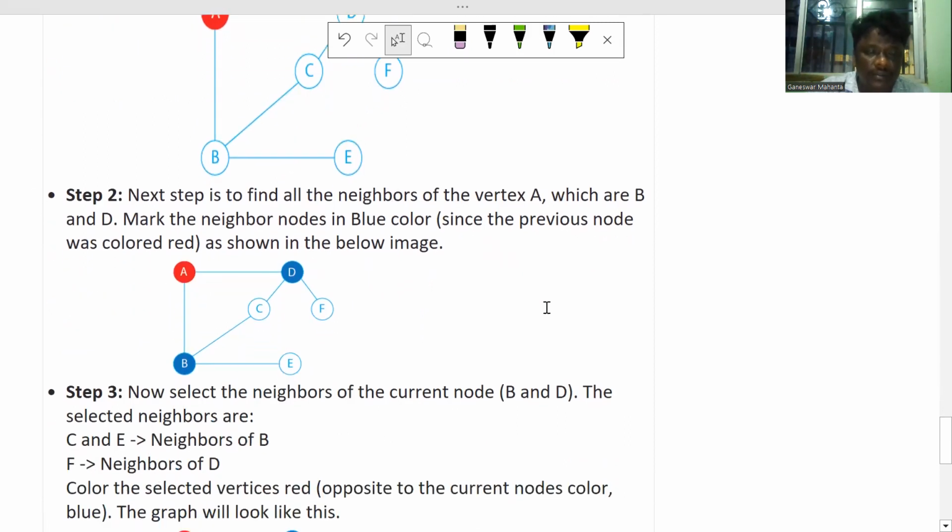Next step, we find the two consecutive nodes. Choose them here, and they are colored blue. So this is blue and this is blue, because B and D are the two neighbors of vertex A.